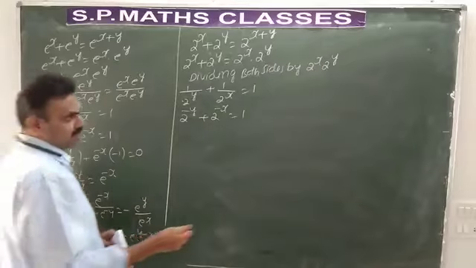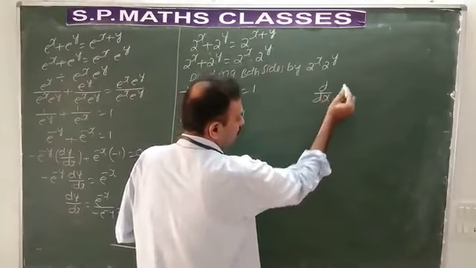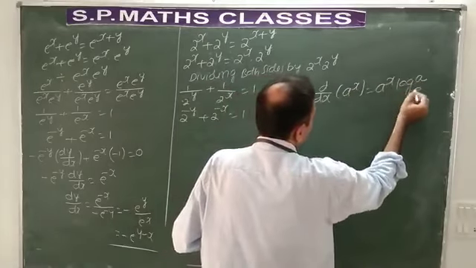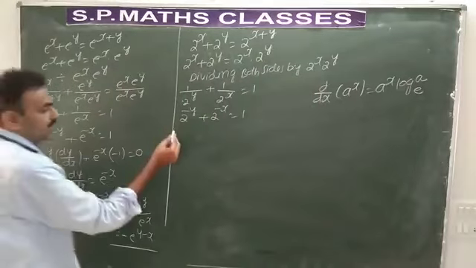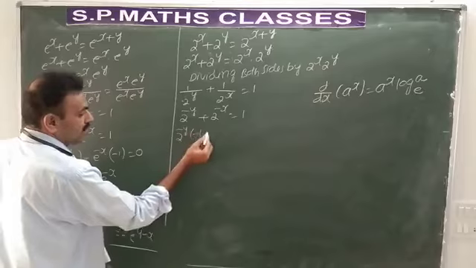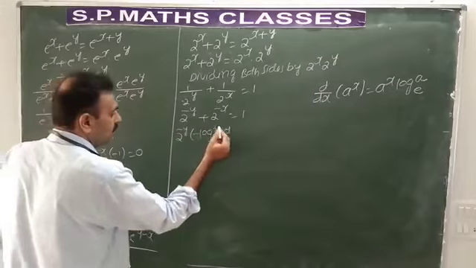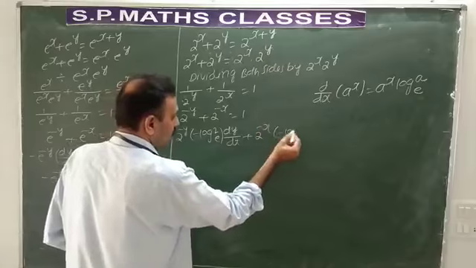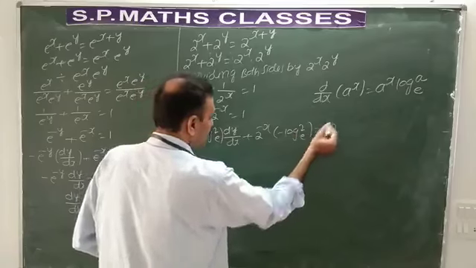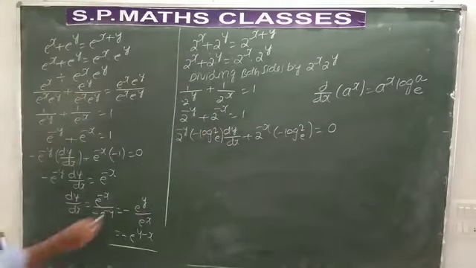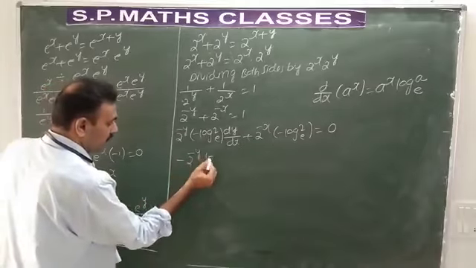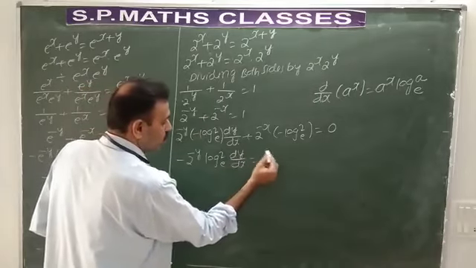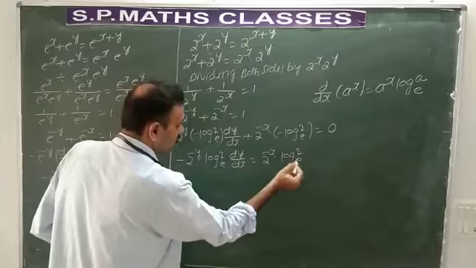Now we can differentiate. You know the derivative of a power x. What is the derivative of a power x? a power x into log a to base e. Now, what is the derivative of this? 2 power minus y into minus log 2 to base e into dy by dx, plus 2 power minus x into minus log 2 to base e is equal to 0. Derivative of 1 is 0. Now, minus 2 power minus y into log 2 to base e into dy by dx. To take it to RHS, 2 power minus x into log 2 to base e.